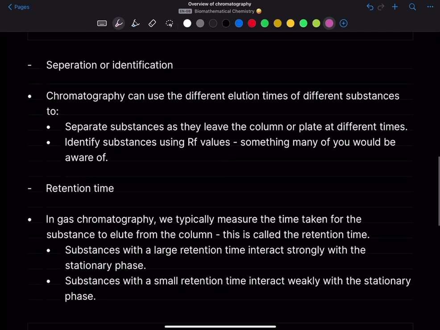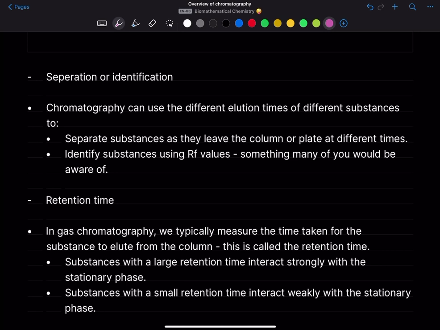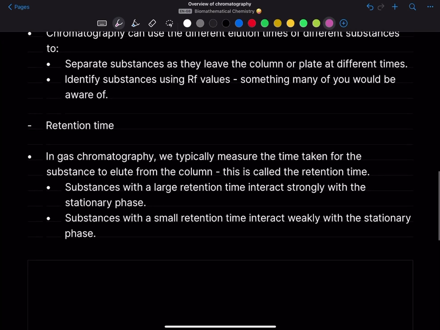But yeah, it's important to know that you can use it to separate, or you can use it to identify what type of compound you have, because specific compounds have specific RF values. Now, the last one is retention time. So in gas chromatography, we typically measure the time taken for the substance to elute from the column, and this is called the retention time. So substances with a large retention time interact strongly with the stationary phase.